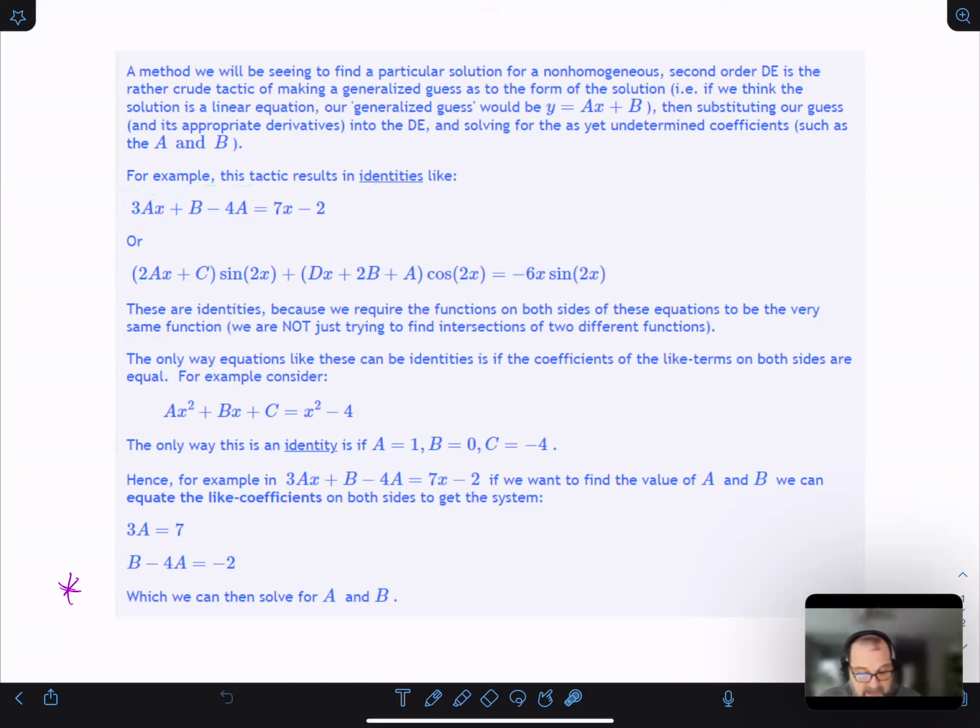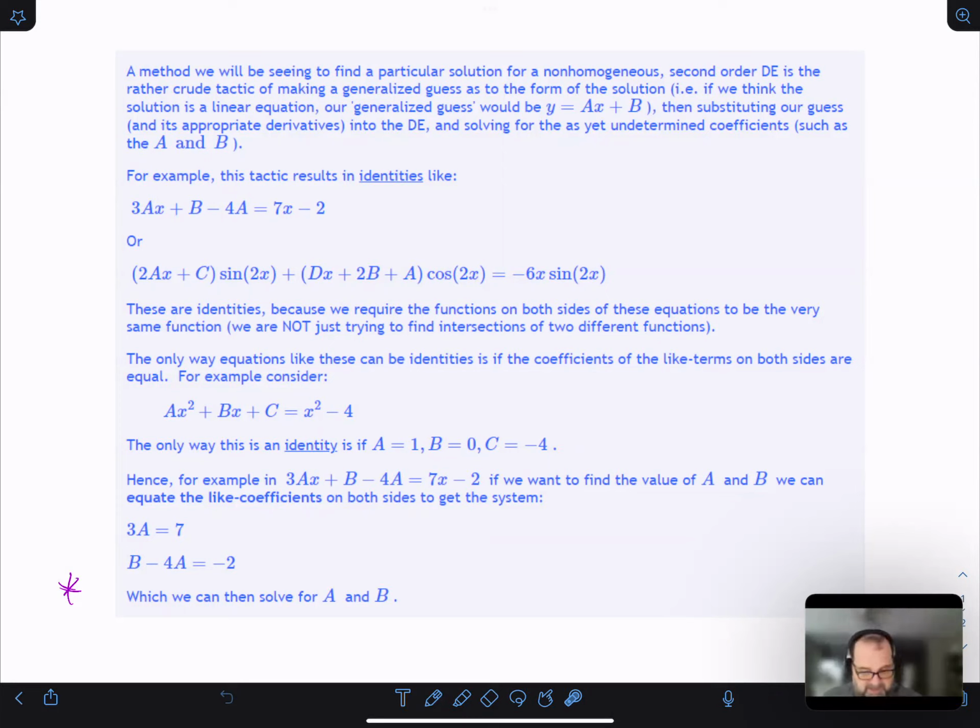3a x plus b minus 4a equals 7x minus 2. Here's an identity. Here's one with trig functions in it. When we do this, what we're going to end up with here are identities. These are not just equations we're trying to solve for x, or two functions, one on the left and one on the right, where we're trying to figure out where they intersect. That's not what we have here. We have a function on the left and a function on the right that are intended to be the exact same function. So these are identities, and this can help us solve because we can solve by equating like coefficients.